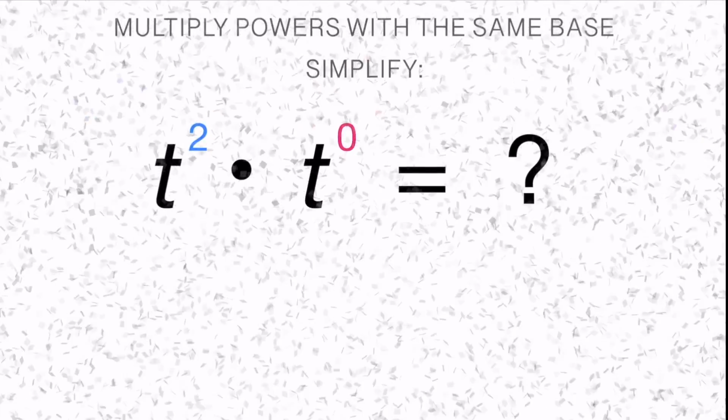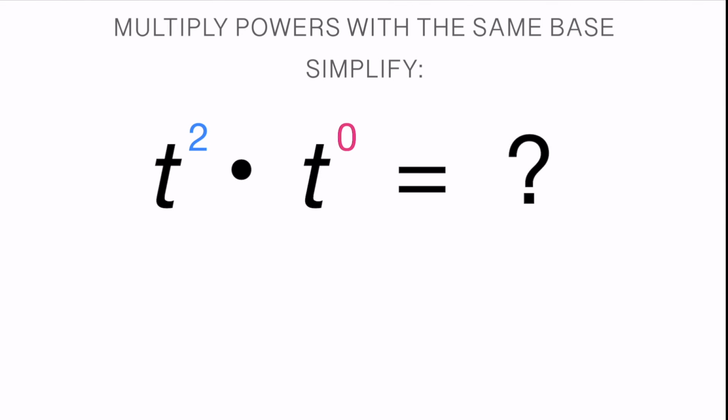Let's try another problem. What is t to the second power times t to the 0th power? We have the same base t, so we can add the exponents, and 2 plus 0 is equal to 2. So t to the second power times t to the 0th power is equal to t to the second power.